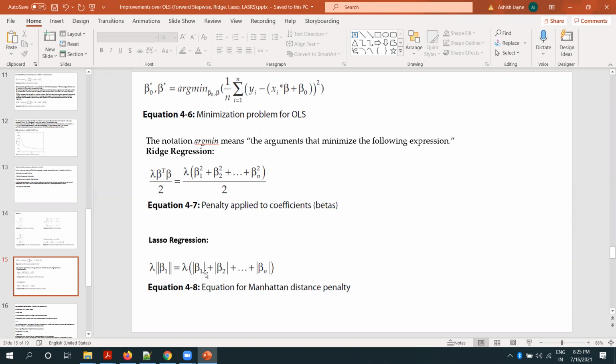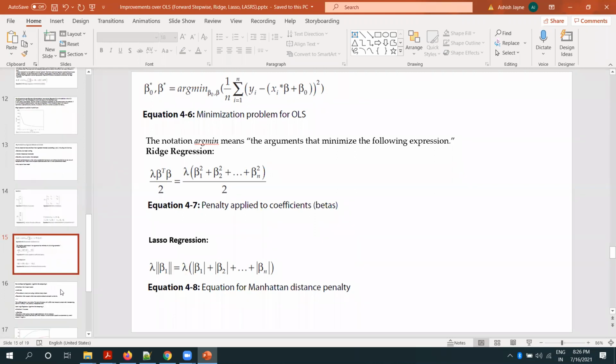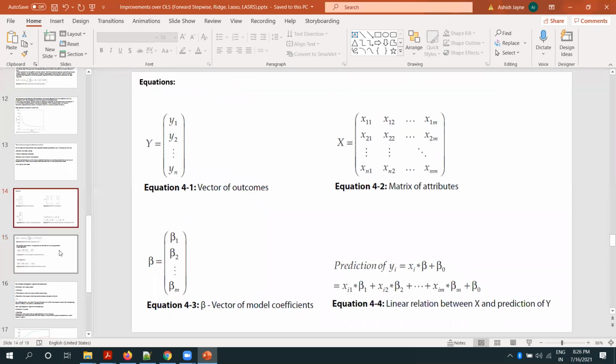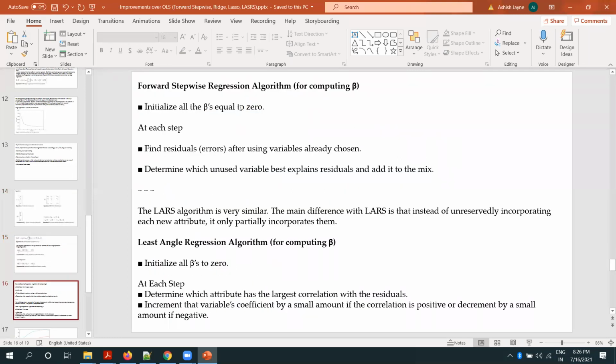Now Lasso regression: the equation is for Manhattan distance. You don't take the sum of squares for beta values. You take the mod of each value, norm 1, and add them with your penalty coefficient. Now this is done. Now forward stepwise regression.